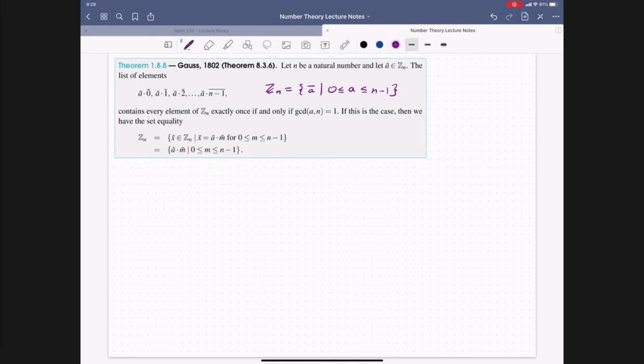So how do we prove this? One direction is easy. So let's do the easy direction. This is the case where we assume that the list contains every element exactly once. I'm going to go ahead and call that list star. So suppose star contains every element of the integers modulo n exactly once.